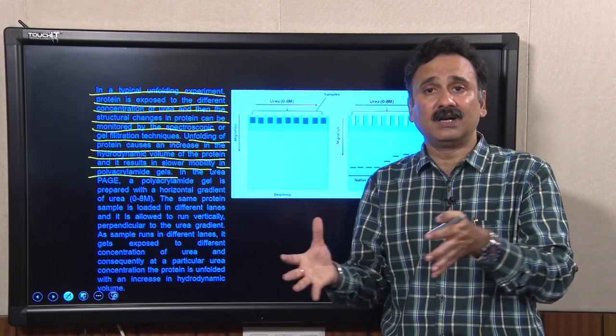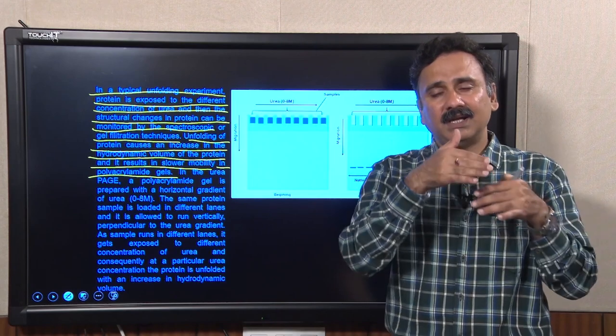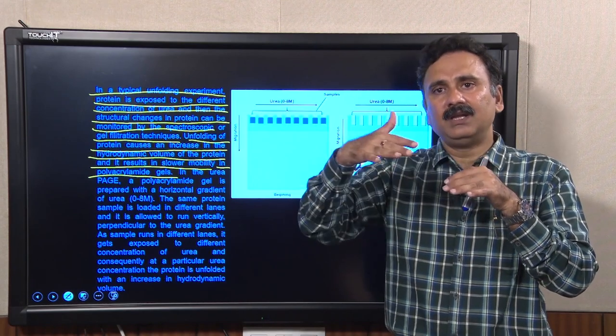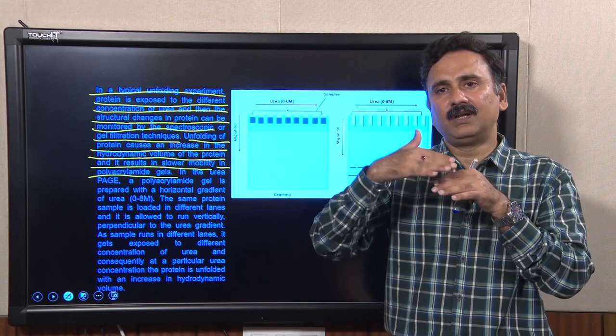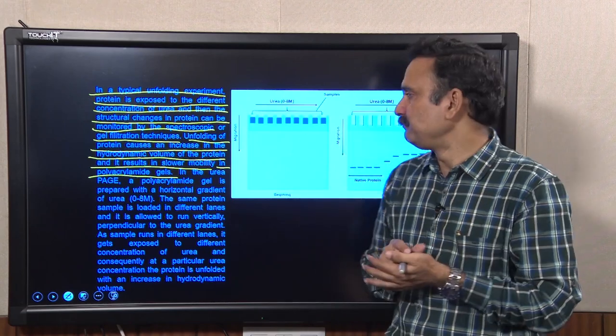So that's how the friction component is going to be increased, and that's how its mobility is going to be compromised, and that's why it is going to run at a slower rate.